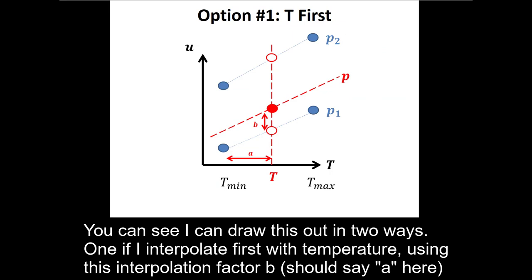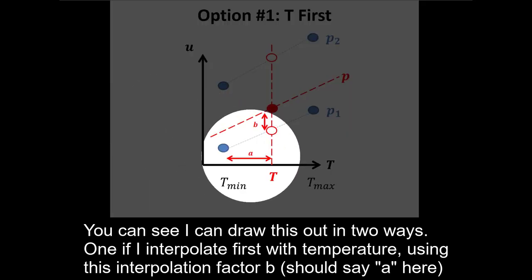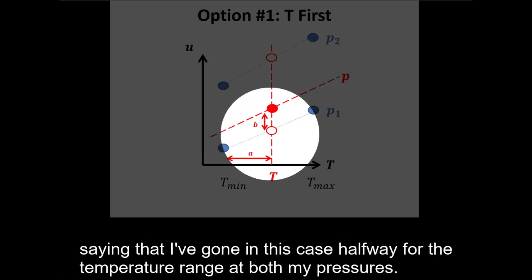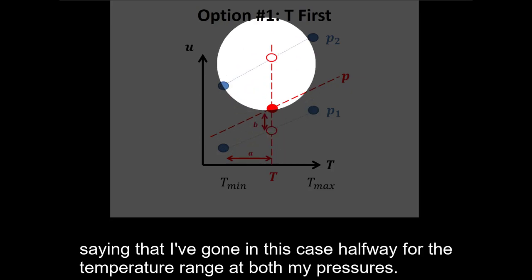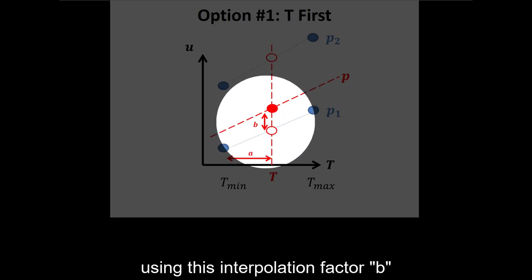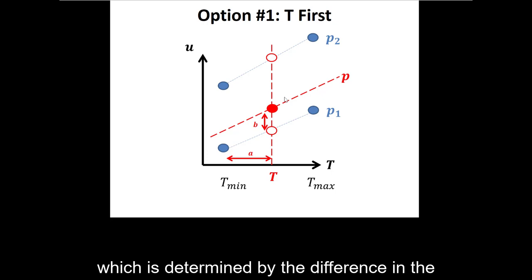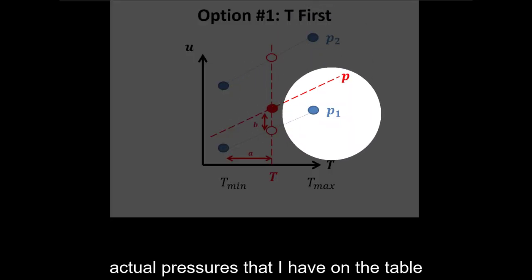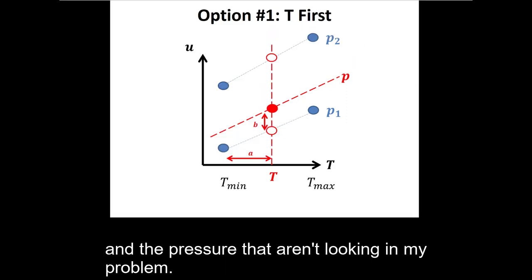You can see I could draw this out in two ways. One, if I interpolate first with temperature using this interpolation factor A, saying that I've gone, in this case, halfway for the temperature range at both my pressures. Then I'll do my second interpolation with pressure using this interpolation factor B, which is determined by the difference in the actual pressures that I have on the table and the pressure that I'm looking for in my problem.